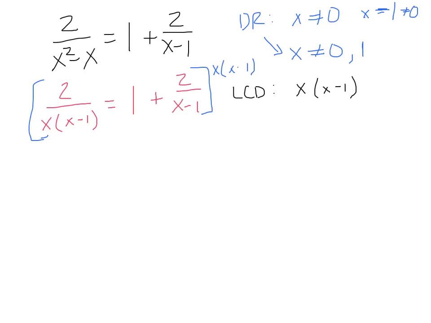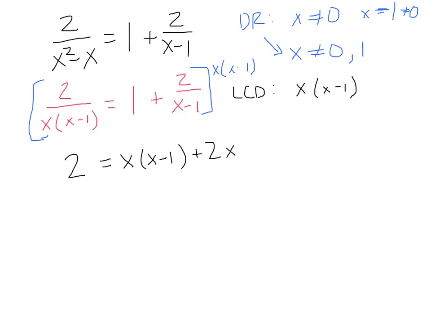So it looks like for the first fraction, everything cancels out. Yay! And I'm left with just the 2. The second fraction, there's nothing to cancel out, so I'm left with x times x minus 1. And in the third fraction, the x minus 1 cancels out, so I'm left with just 2x.